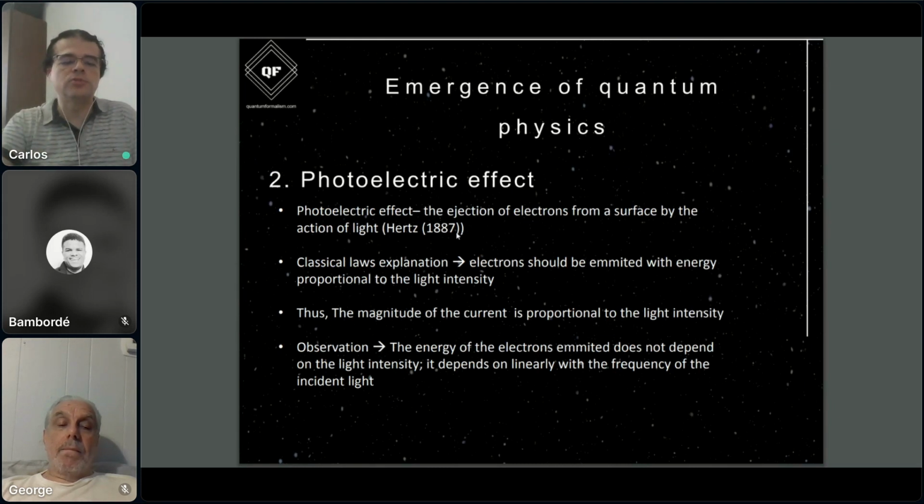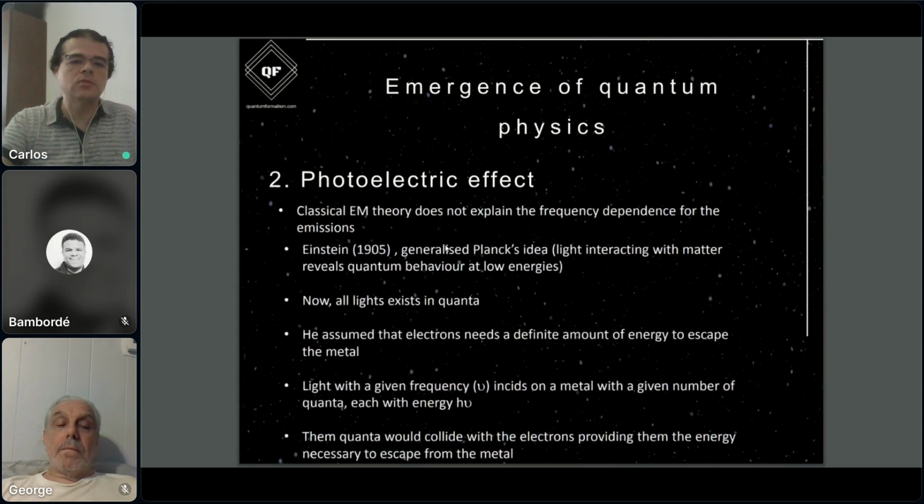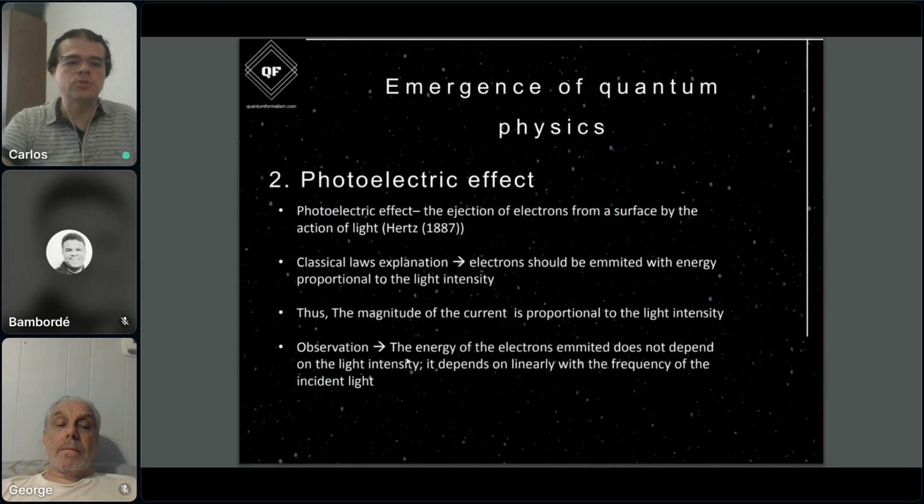The observation that Hertz obtained. It observed that it depends linearly on the frequency of the incident light. So not on the intensity of light, but on the frequency of light. Okay? And classical physics at that time didn't explain this result either.